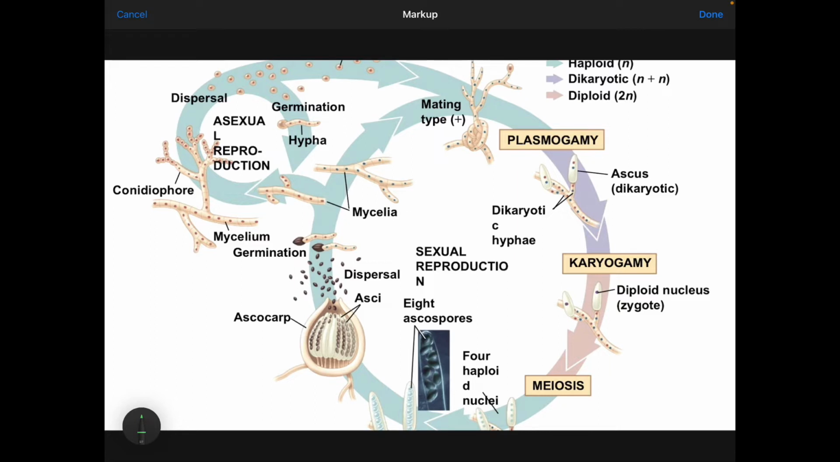So we're thinking about the type of organism, where mitosis is happening, the dominant life stage, and where the gametes are. We also want to know if there's a sporophyte, a gametophyte, plasmogamy, karyogamy, and what the heterokaryotic stage is. So the first thing to note, this is fungus.